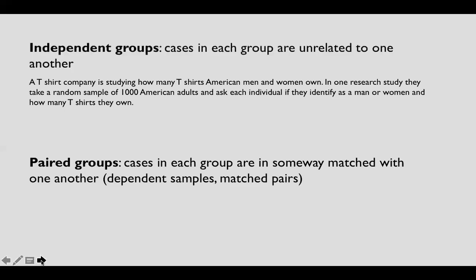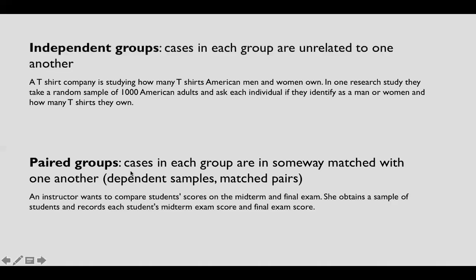While paired groups are also called dependent samples or matched pairs. This is when cases in each group are in some way matched with one another. So, for example, if your teacher wants to compare student scores on the midterm and final exam, your scores from each exam are paired to yourself. So she obtains a sample of students and records each student's midterm exam score and the final exam score. So this is an example of a before and after paired group.